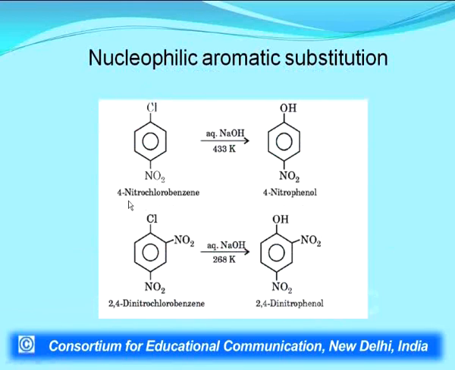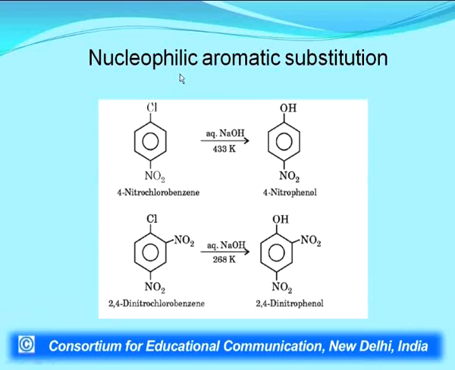For example, 4-nitrochlorobenzene, when we try to substitute chlorine in 4-nitrochlorobenzene, it requires treatment with aqueous sodium hydroxide at a temperature of 433 Kelvin. And if two nitro groups are there at ortho and para position, that is if we have 2,4-dinitrochlorobenzene, it requires heating with aqueous sodium hydroxide at just 368 Kelvin, and this Cl is replaced.